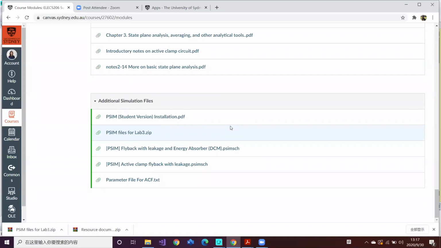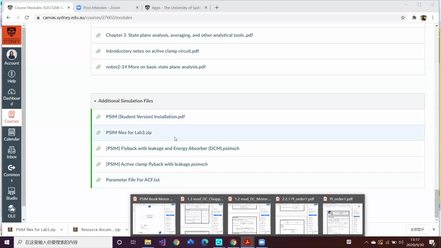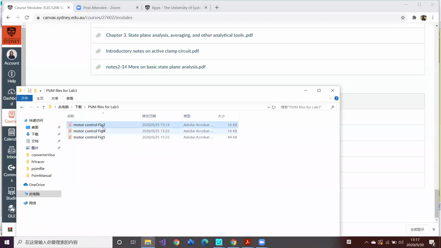The first thing is we're going to model the DC motor by its physical model in PSIM. It's very easy. We already provide the PSIM file for you. So download this PSIM file for Lab 3. In this file, we have these three PSIM models, and this figure 2 is our first model.